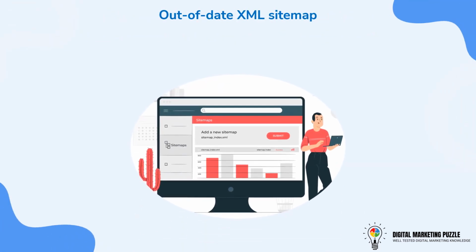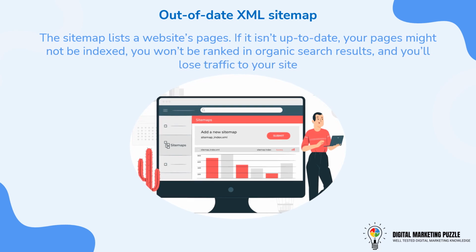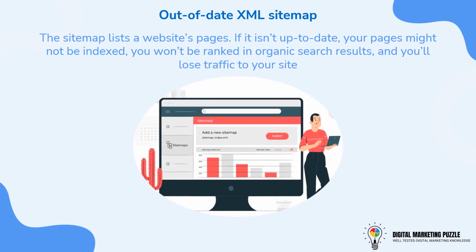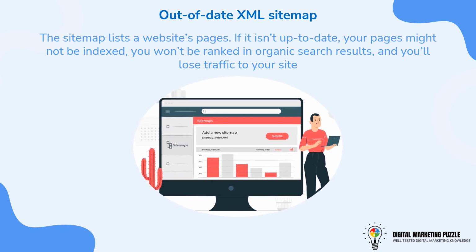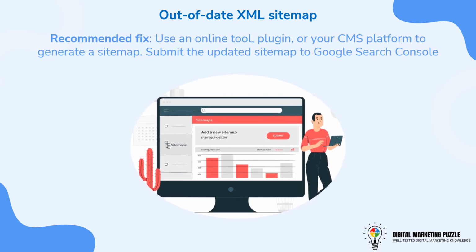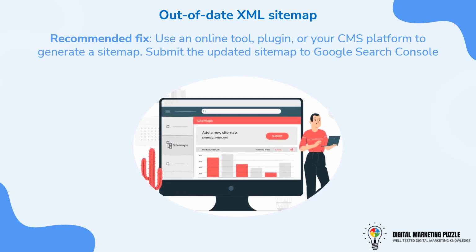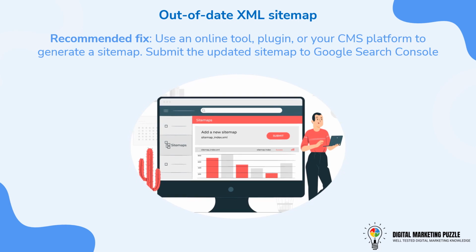Out-of-date XML sitemap. The sitemap lists a website's pages. If it isn't up to date, your pages might not be indexed, you won't be ranked in organic search results, and you'll lose traffic to your site. Recommended fix: use an online tool, plugin, or your CMS platform to generate a sitemap. Submit the updated sitemap to Google Search Console.